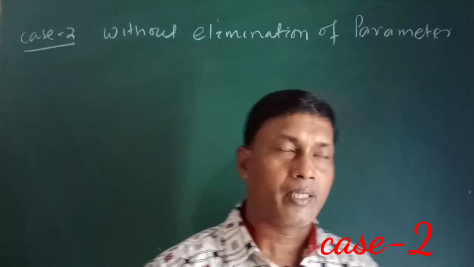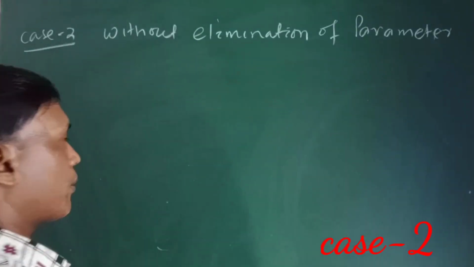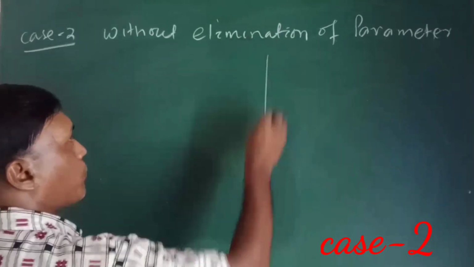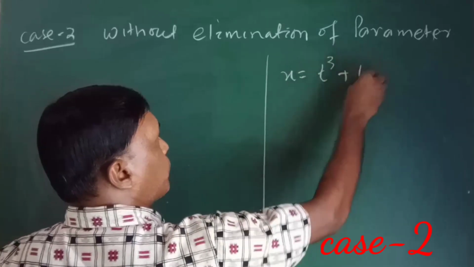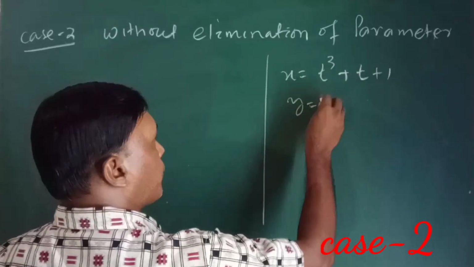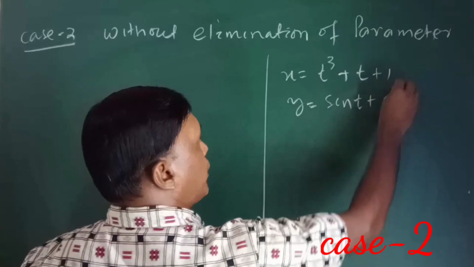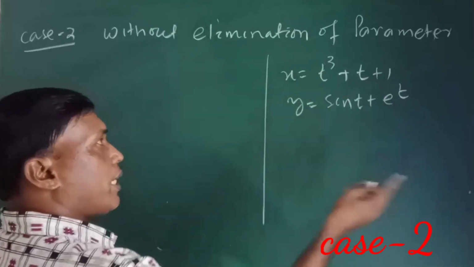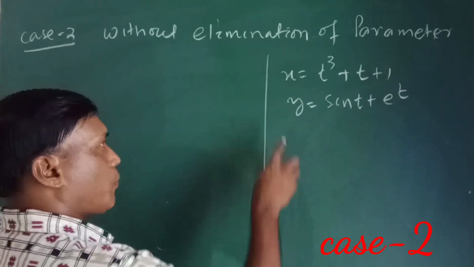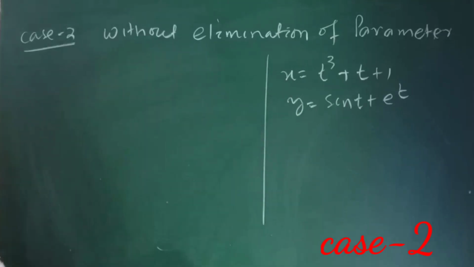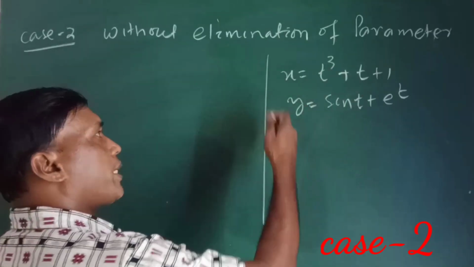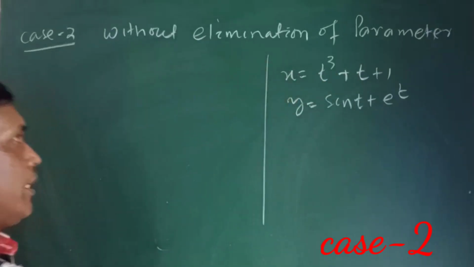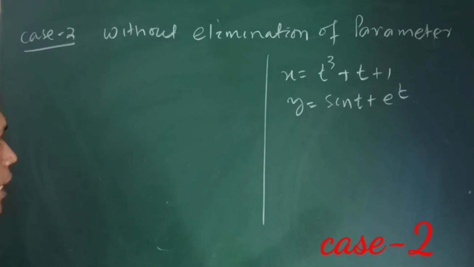बट in second method, without elimination of parameter, many times in functions it is impossible to eliminate the parameter. Like the students, suppose x is equal to t cube plus t plus 1 and y is equal to sin t plus e to the power t. So it is quite impossible to eliminate t. मतलब यहाँ t को निकाल के y और x का फंक्शन नहीं बना सकते. मतलब y कैनॉट बी फंक्शन ऑफ x आज इन केस ऑफ प्रीवियस, जहाँ हम क्या किए कि t को निकाल दिए, y x का फंक्शन हो गया. बट यहाँ t एलिमिनेट नहीं हो सकता, मतलब y कैनॉट बी फंक्शन ऑफ x. इन दिस केस वी हैव टू फाइंड dy by dx आज.